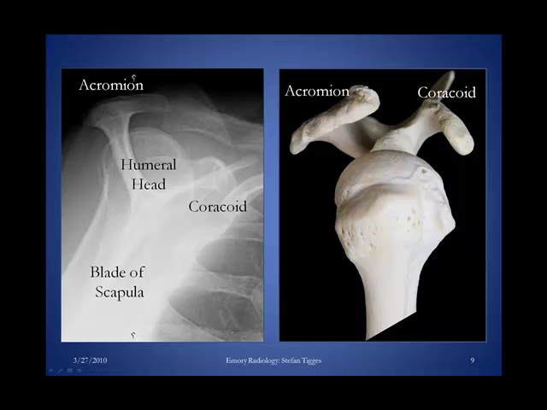On the left is a scapular Y view that shows exactly what we've been talking about. The humeral head there projects over where we expect the glenoid process to be. Remember, when we draw those lines that connect the acromion, the coracoid, and the blade of the scapula, where those three lines come together, where that Y forms, that's where your glenoid process is, and that's where your humeral head should be.